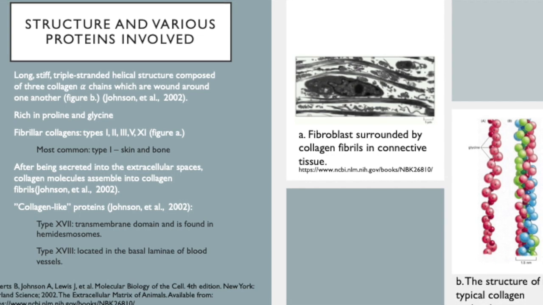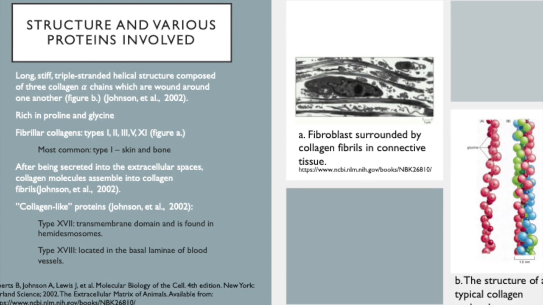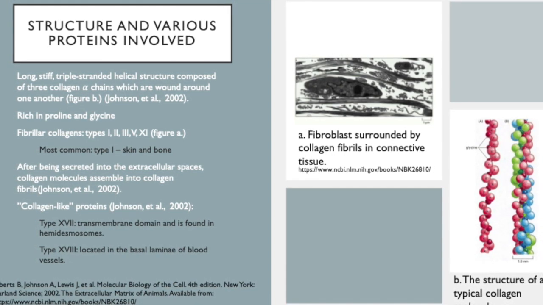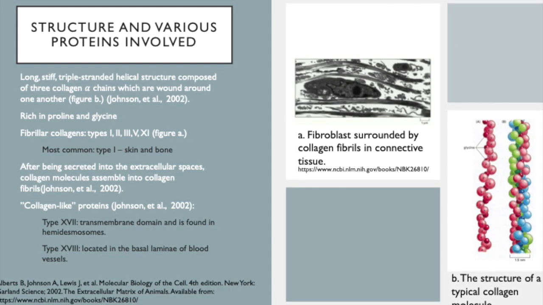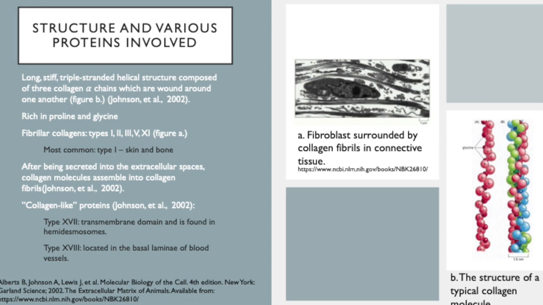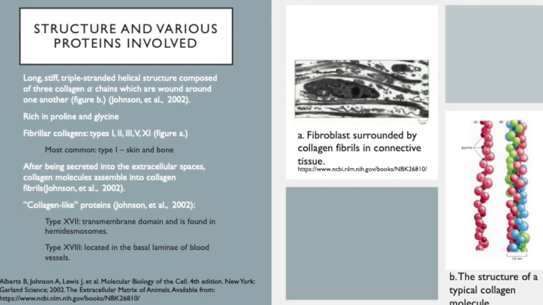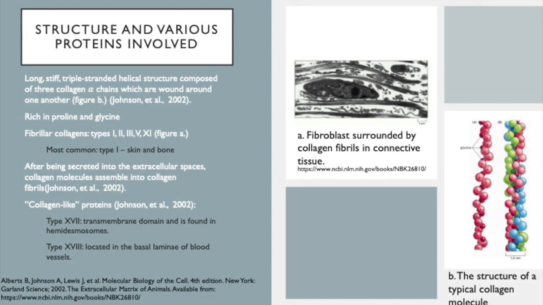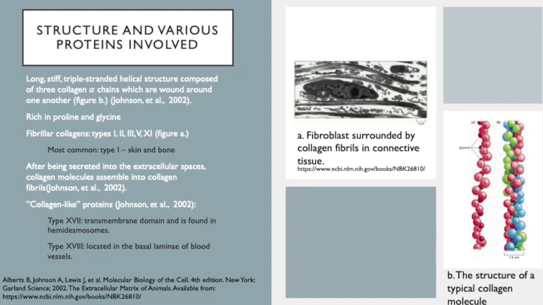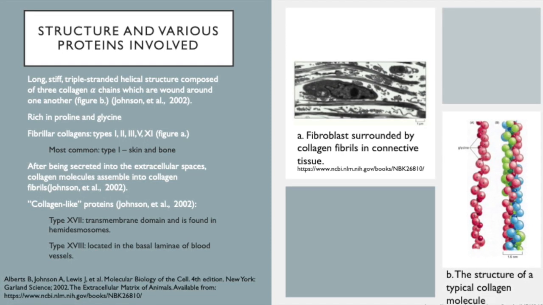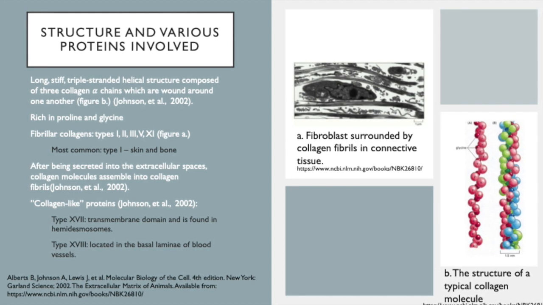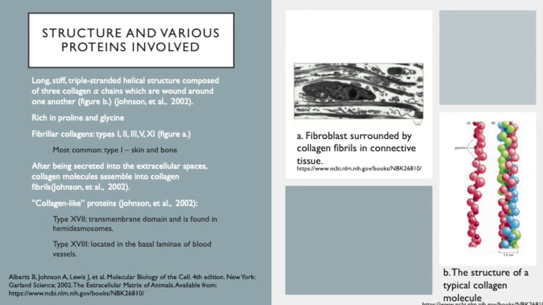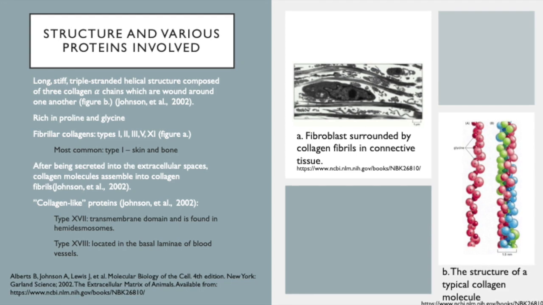The most common type is type 1, which is found in skin and bone. An example of that has been included in Figure 1, which shows a fibroblast surrounded by collagen fibrils in connective tissue. After being secreted into the extracellular spaces, collagen molecules assemble into collagen fibrils. Collagen-like proteins exist in the extracellular matrix.